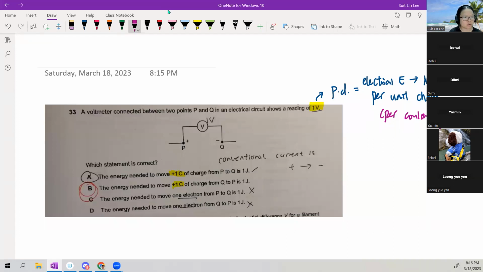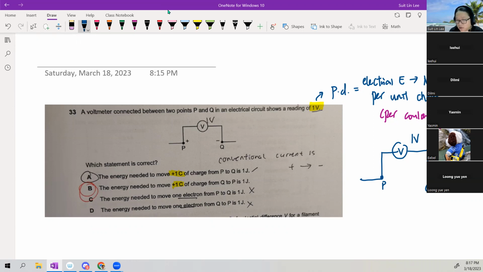Now the question is just saying, are we moving the charge from P to Q or Q to P? Let me draw the circuit for you. We don't have anything between P and Q. Or rather, for some reason, between P and Q there is 1 volt. So maybe you can suggest what causes P and Q to be 1 volt. I can't just connect the voltmeter to a wire and expect a 1 volt reading, right? So what should I be connecting this circuit to? How should I complete the circuit?